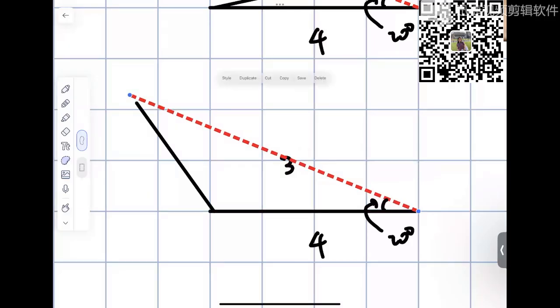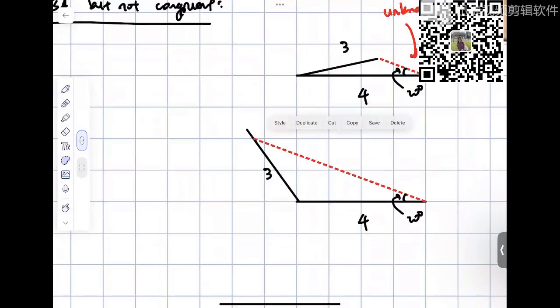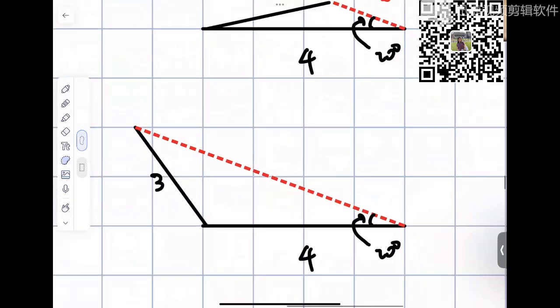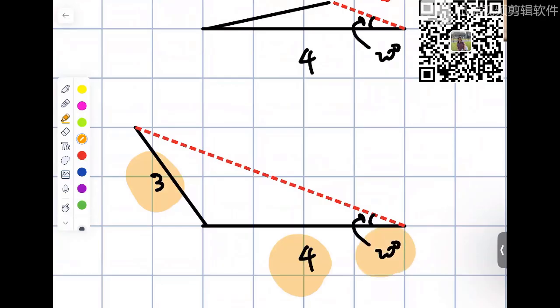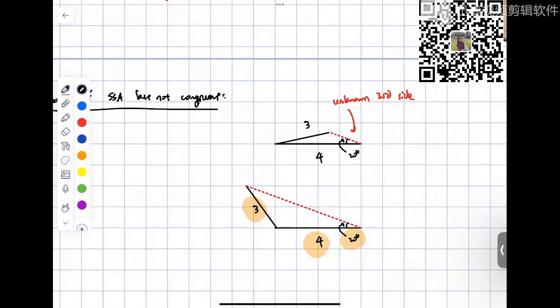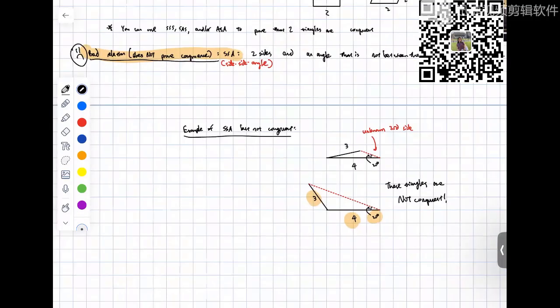And you can extend this. You see how this is still a side length 3, a side length 4, and then a 20-degree angle. But are these triangles congruent? No. Exactly. These triangles are not congruent. So does that make sense? Why SSA just doesn't work?